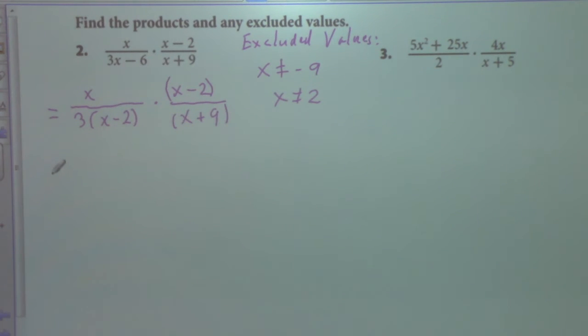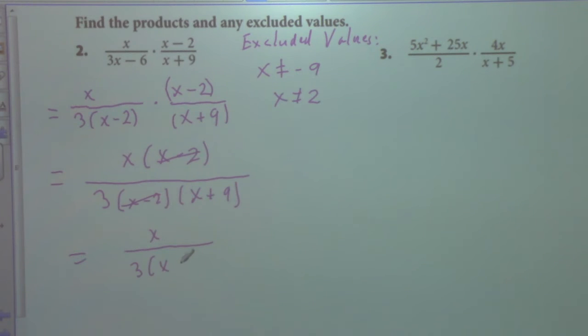What's the next step? Combine, multiply together. So we have x, and you can cancel out x minus 2, and then down here we have 3 times x minus 2 times x plus 9. We've done all 3 steps here. Now we can cancel here. So what is our answer going to be? X over 3 times x plus 9.